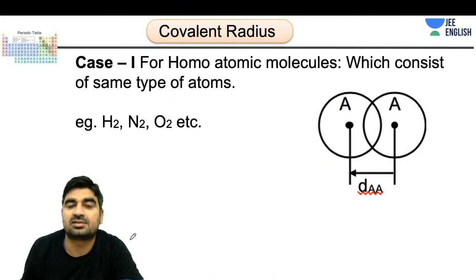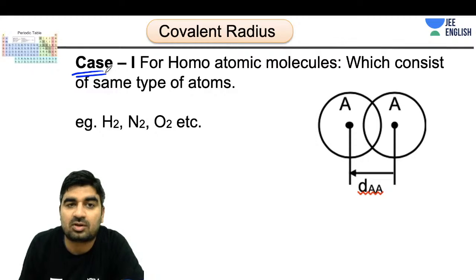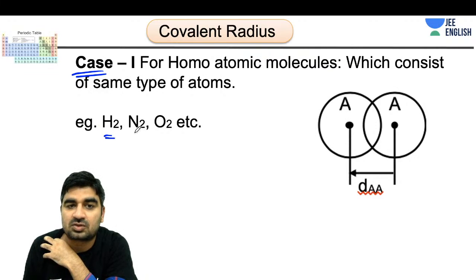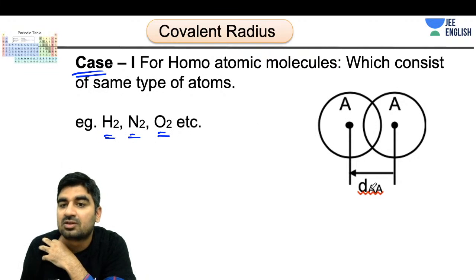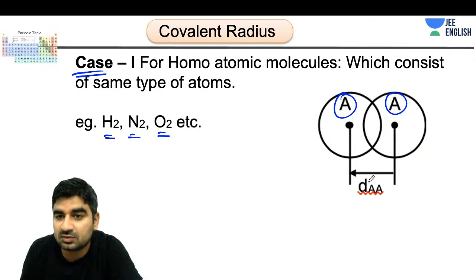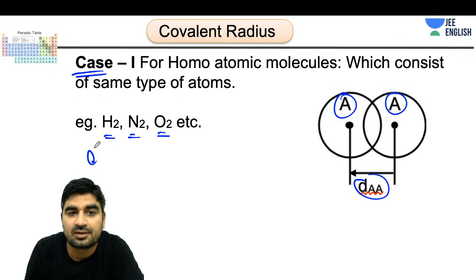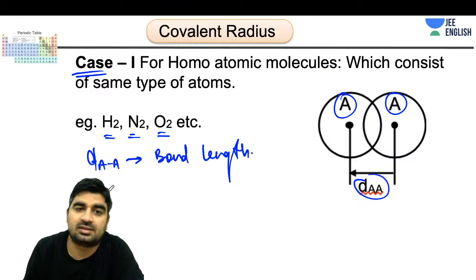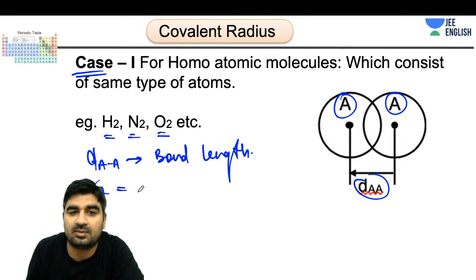So now you know what the covalent radius is. It is half of the distance between the nuclei, and it is generally used to determine the radius of non-metals. So for non-metals, now let's talk about case one, the homoatomic molecule. Homo means only one kind of atom is there. We have H2, we have N2, we have O2. So this is A, this is A. Both will be the same. So DAA will be the bond length, guys. And here I can say the radius of A will be equal to DAA by 2.